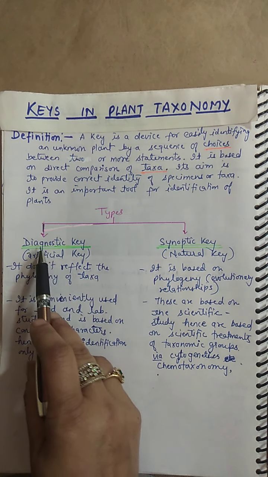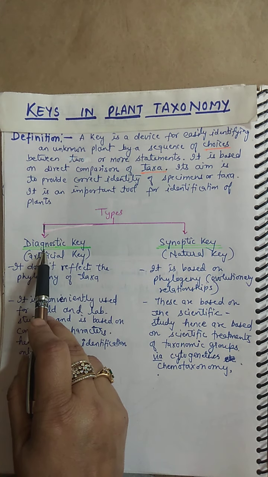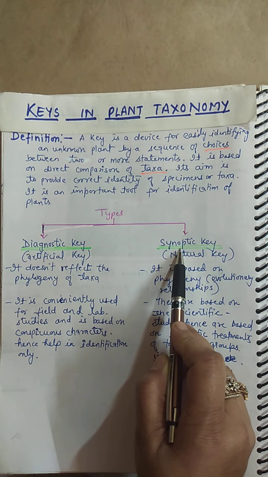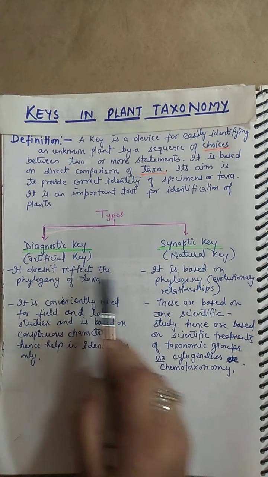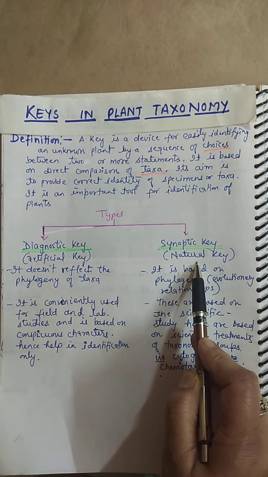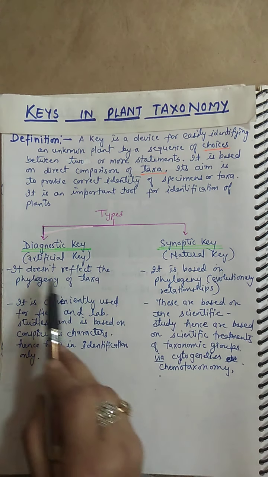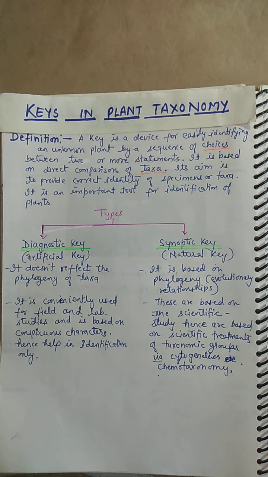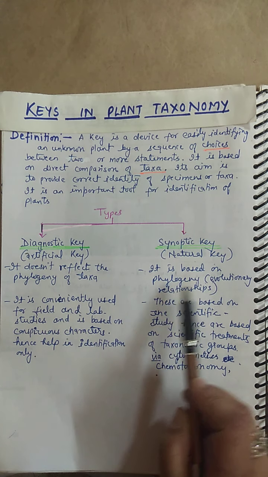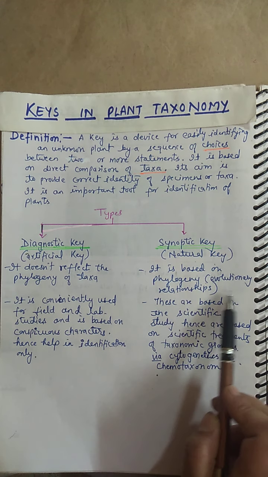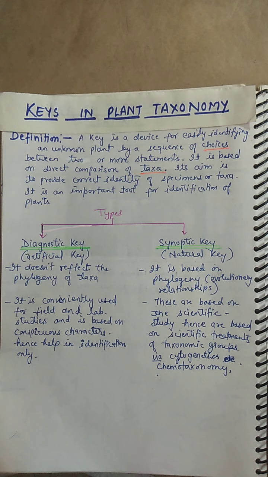As you can see here, one type is a diagnostic key and another is a synoptic key. The diagnostic key is also called an artificial key and the synoptic key is also called a natural key. The diagnostic key doesn't reflect any phylogeny of taxa, meaning it is not based on the evolutionary relationships of the taxa, while the synoptic key is purely based on phylogeny, which is the evolutionary relationships between the taxa.